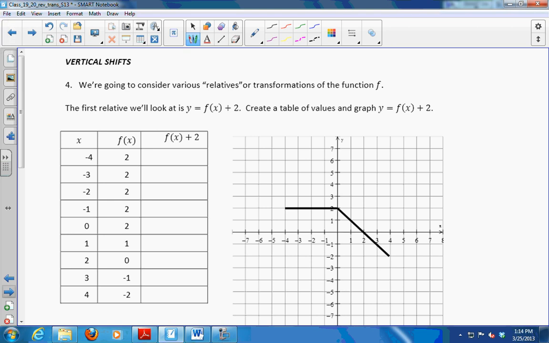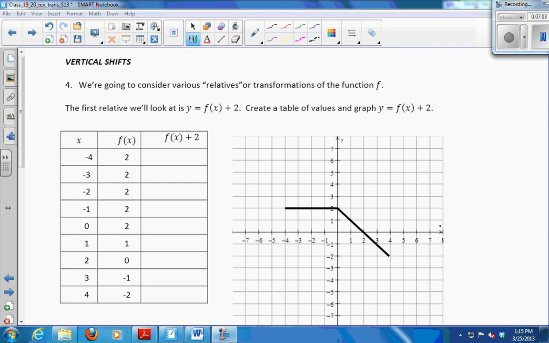The whole idea of transformations is that the topic of transformations is all about creating new functions from a parent. So we're going to have a parent function. In this case, it's going to be this piecewise function that we just spent a little time analyzing. And we're going to talk about different relatives of this parent. The first kind of relative is a vertical shift.